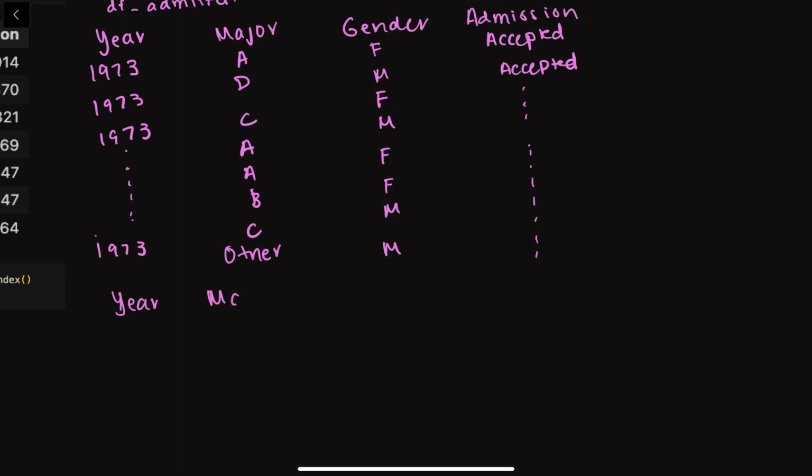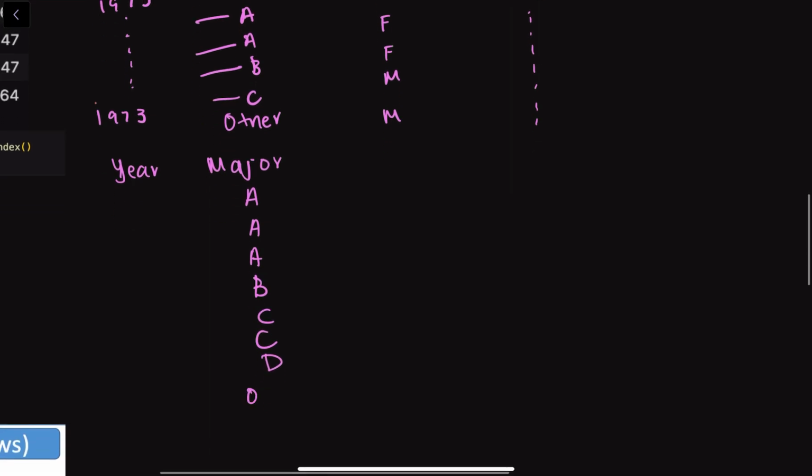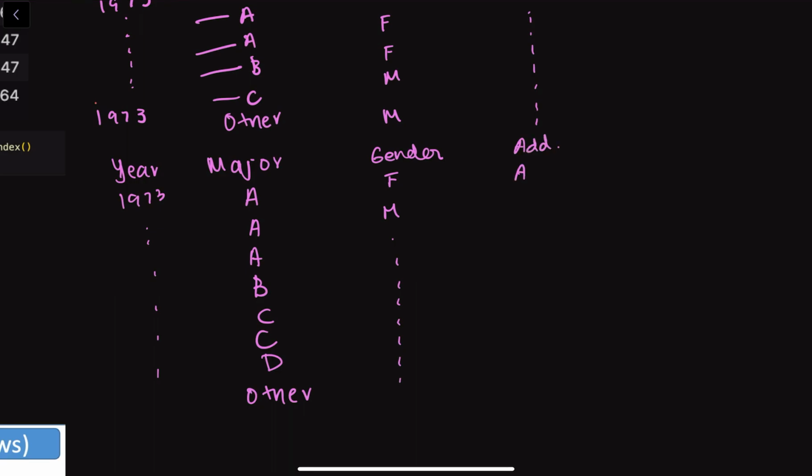Then it's going to organize. So we have 3 A's here, here, and here. We have a B here. We have 2 C's here and here, as well as a D and an other. Here's 1973 for all of them. Gender doesn't really matter. And the admission is that they're all accepted, right?